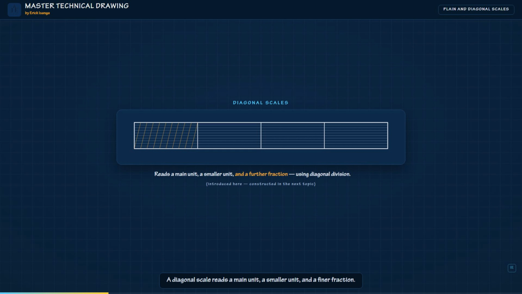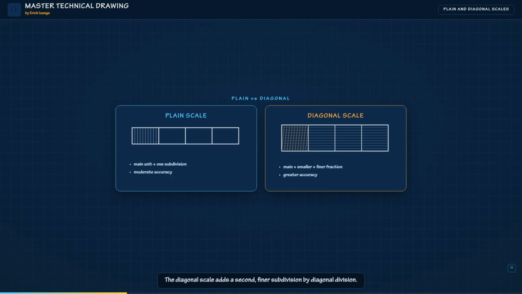A diagonal scale is used when a finer degree of accuracy is required. It can read a main unit, a smaller unit, and a further fraction of the smaller unit. We shall first construct and apply a plane scale before proceeding to the construction of diagonal scales. A plane scale reads a main unit and one smaller subdivision. A diagonal scale adds a second, finer subdivision through diagonal division.